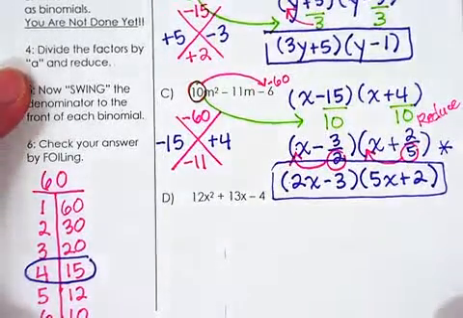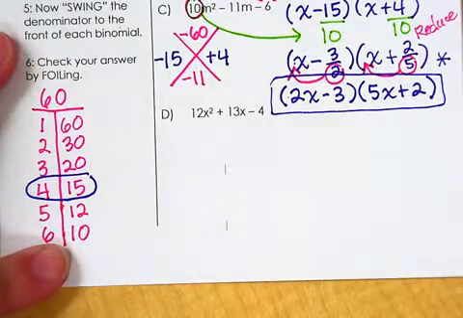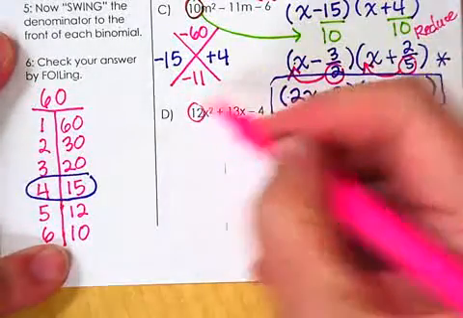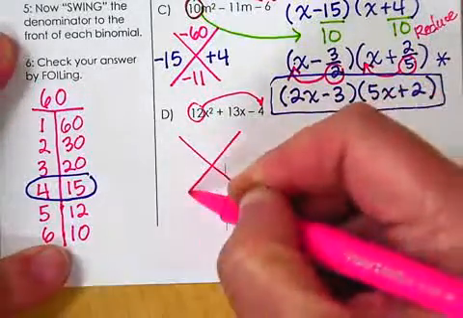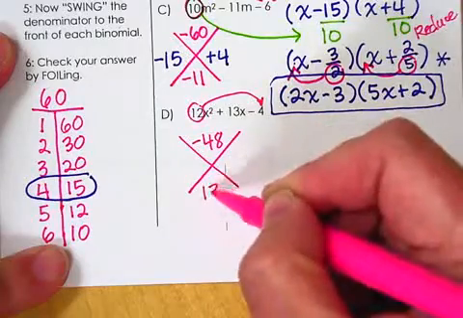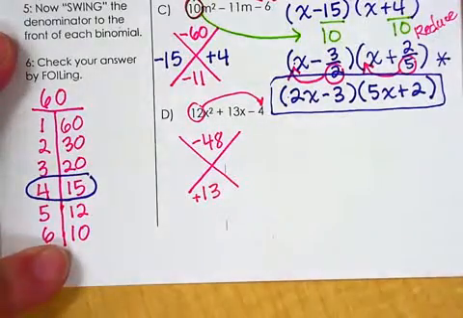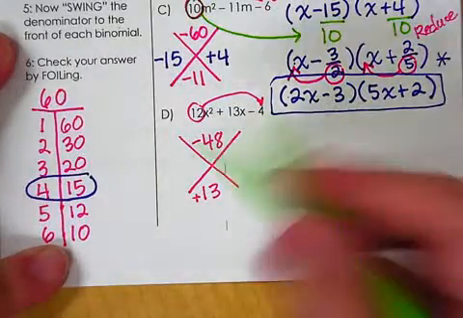Okay, and the last problem. So let's go ahead and multiply. 12 times negative 4 is negative 48. And my middle term is positive 13. So what two numbers multiply to 48 that add to positive 13?